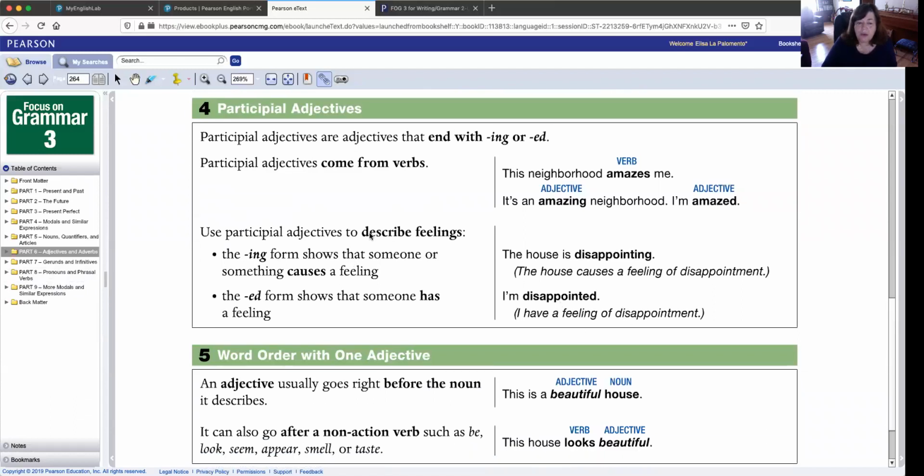Okay? So the ing at the end, amazing, disappointing, interesting, these words cause someone to feel that. The ed at the end, I'm interested, I'm disappointed, I'm amazed, those words are adjectives that mean that the person has that feeling.